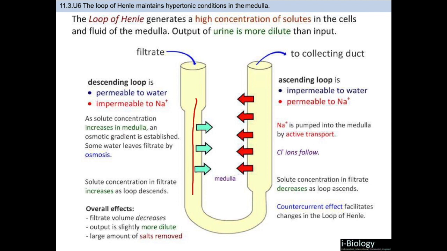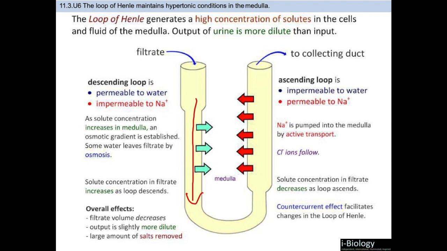So as the filtrate moves down the descending loop, the solute concentration on this side is going to increase. So as the fluid moves down, more and more water is being pulled out, and that causes the solute concentration to increase because I am losing water, losing volume, but have the same amount of solutes in the descending loop. And so my solute concentration is going to increase. And then it's going to come back around and go through the processes we discussed over here.